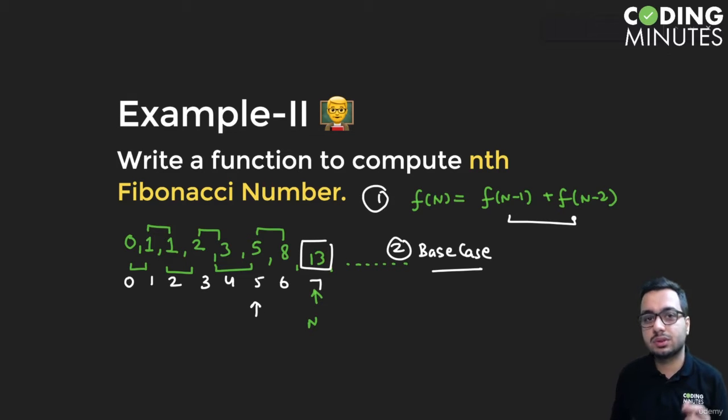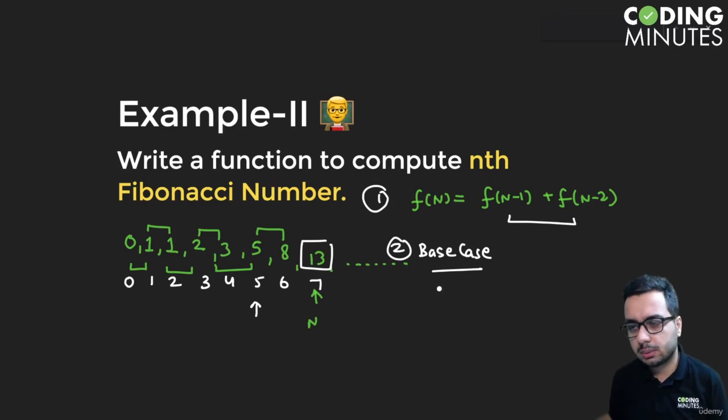In the previous question, we saw there is only one call happening from each function call. But in this case, from each function call, two calls are going to happen. Okay. So we will talk about how the recursion tree would look like in this case, and what would happen to the call stack and so on.